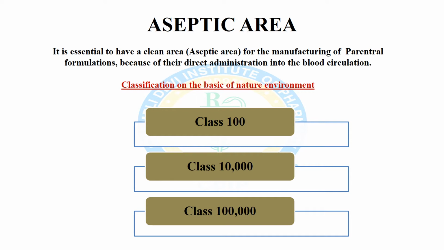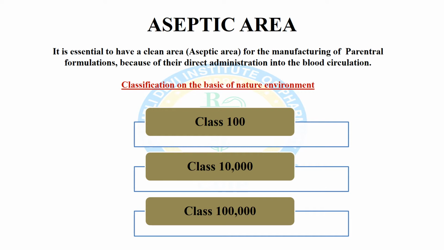An aseptic area can be classified on the basis of the nature of its environment, that is, class 100, class 10,000 and class 1 lakh. In the class 100 area, the number of particles of size less than 0.5 micron per cubic feet of area should not be more than 100.